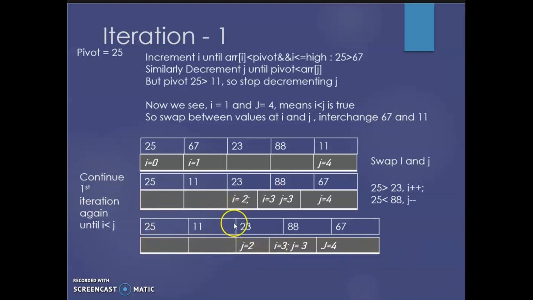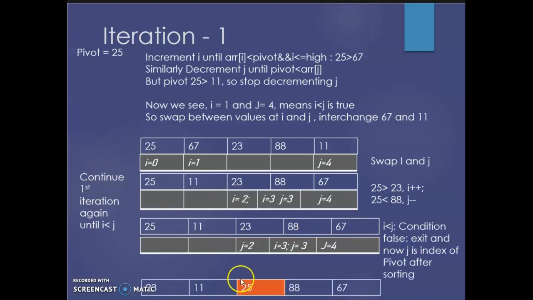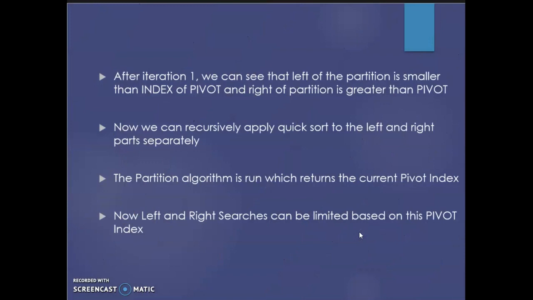So ultimately we will swap between this pivot value and the value at j equal to 2 to see the output of the first iteration. So finally 25 is placed at its proper index. That means every element to the left is smaller and every element to the right is greater than 25. It will not be in sorted order, but anyways to the left the values will be smaller and to the right the values will be greater. So this is what we have got after iteration 1. We can see that the left of the partition is smaller than the pivot and the right of the partition is greater than the value of pivot.